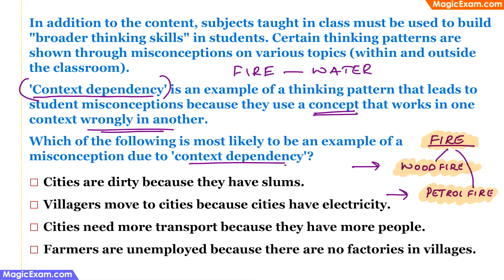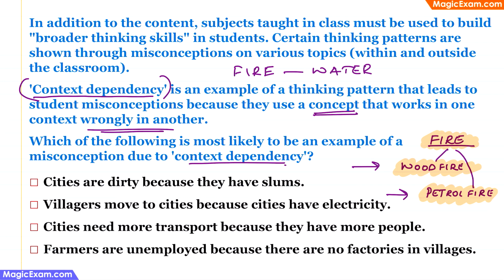to context dependency. Now, when we look at the answer choices, the first one says cities are dirty because they have slums. This might be true to a certain extent, because if there are slums, then slums might not have good facilities to drain all the wastewater. They might not have good places or suitable places for the garbage to be dumped. Therefore, the existence of slums might actually lead to a certain level of accumulation of wastewater and garbage in some areas. Therefore, cities are dirty because they have slums might be true to a certain extent.